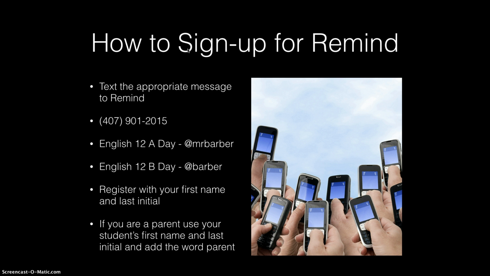All right, how to sign up for Remind? To sign up, if you're interested, you just text the appropriate message to Remind. Their phone number is 407-901-2015. If you're in my English 12 A-Day class, you need to put in the body of the text message the @ sign, and then Mr. Barber. If you're in English 12 B-Day, you just put the @ sign and Barber. This will sign you up for our class.